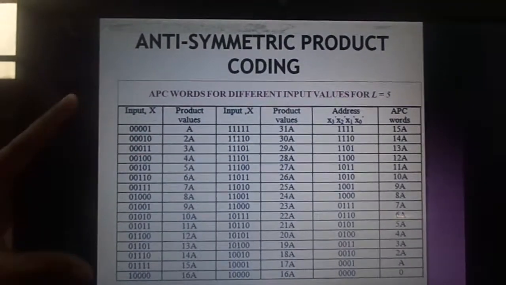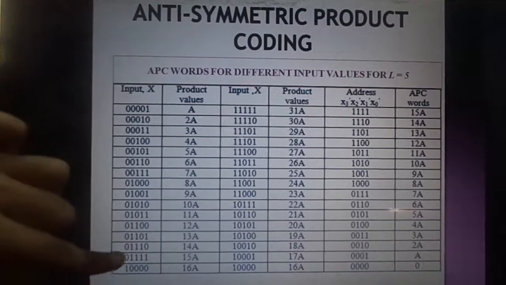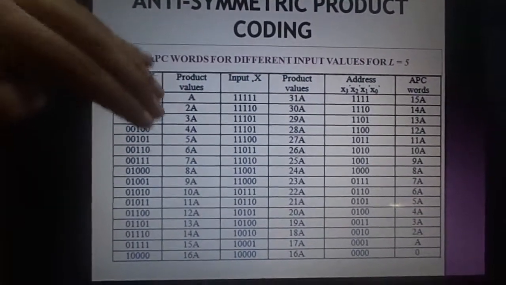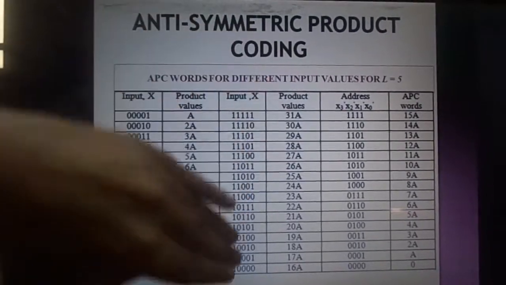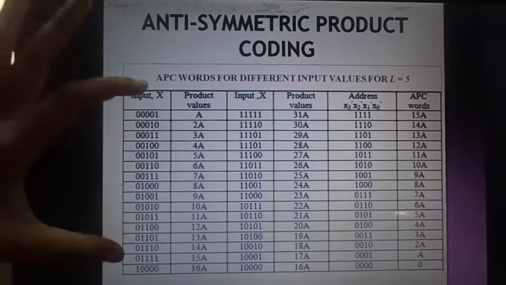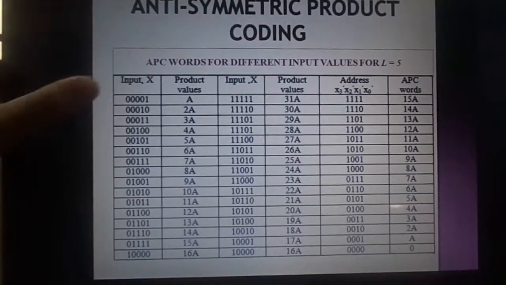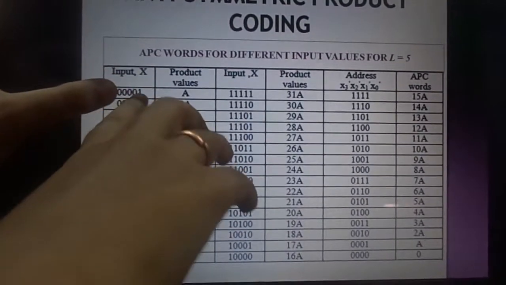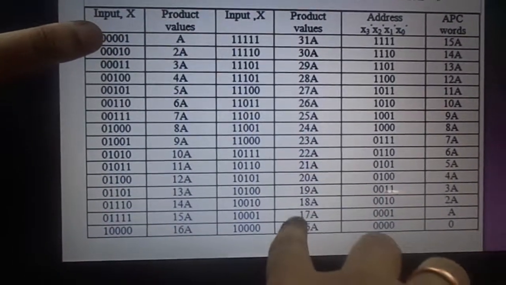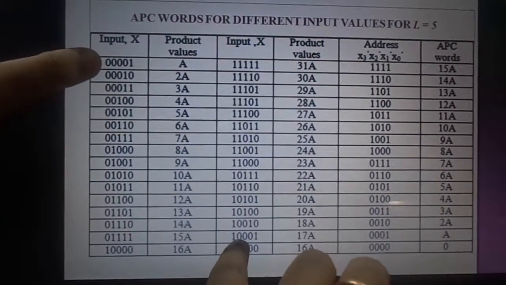This is the APC coding table. Here if you see, you have inputs. These are 16 inputs, these are another 16 inputs. For them we have the product values, and for these another 16 values we have another product values. Here if you see, the table is repeated 2 times, but if you actually see 0001 and 0001, that is A and 17A, they have the same values, only the MSB bits are differing.